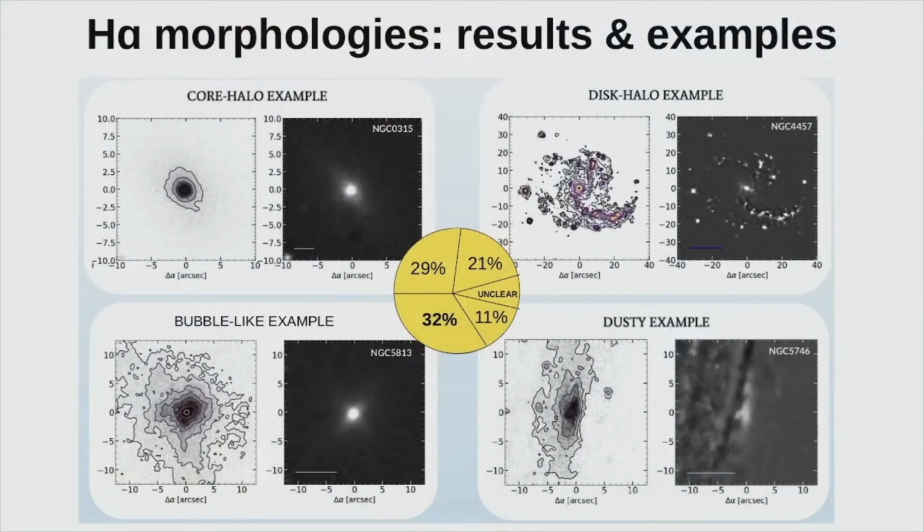Always on the left panels, you have the H-alpha image with 3 sigma contours. On the right, you have what is called a subdivided image, which essentially is very useful to highlight some possible asymmetric structures in the galaxy that could help us to actually understand what's going on. And in the center, you have the percentage for each category. So essentially, we found that the 2 largest categories of morphologies were bubble-like with 32% and core halo-like with 29%.